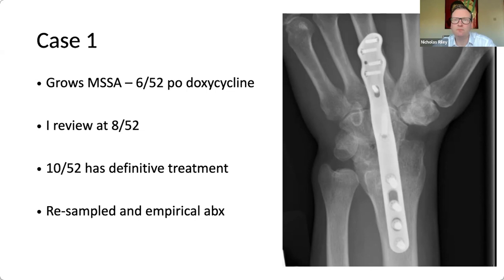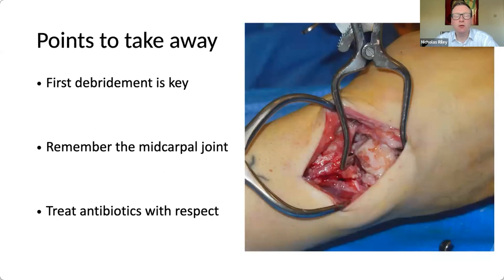I think the points to take away from this case is that the first debridement is really important. It's easy to neglect the mid-carpal joint. This is the gentleman's capitate. And what we should do is treat antibiotics with respect. There was no obvious documentation that microbiology had been involved in the decision-making process around this gentleman's antibiotic therapy.